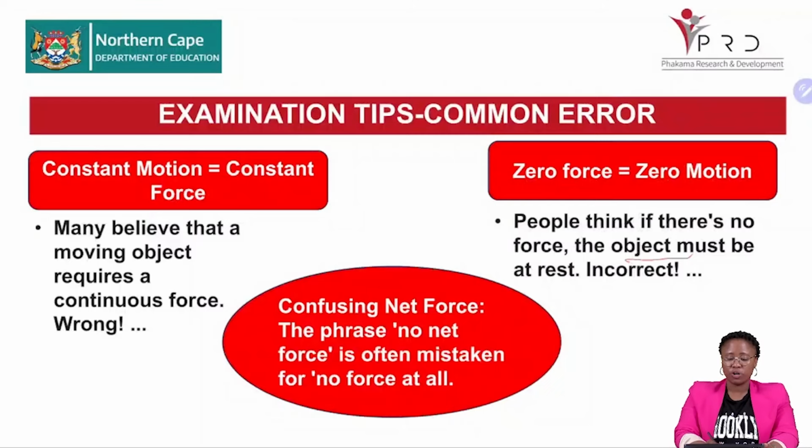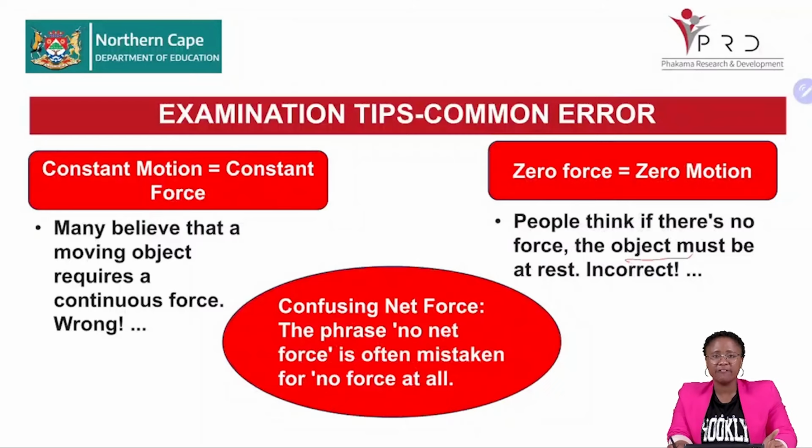And again, you are confusing the net force. The phrase no net force is often mistaken for no force at all. Remember, if we say F net is equal to 0, it doesn't mean that there is no force. There are forces acting on the object, but the object is either stationary or moving at constant velocity. So we say acceleration is equal to 0, but we still have forces acting on the object. That is very important to take note of.